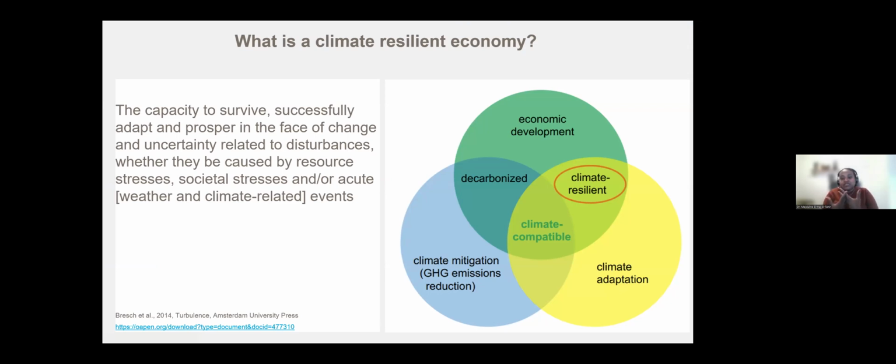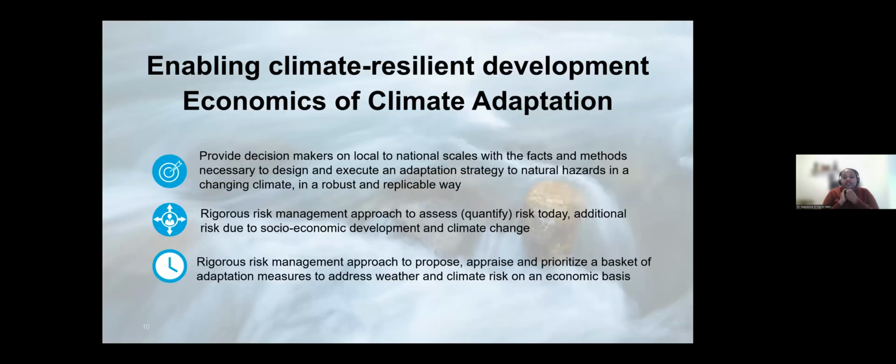What we're trying to sell here as scientists is an economically resilient economy, such that it is considered by the decision makers. We need to provide decision makers on local and national scales with the facts and methods necessary to design and execute an adaptation strategy for natural hazards in a changing climate in a robust and replicable way. Rigorous risk management approaches to assess and quantify risk today, additional to risk due to socioeconomic development and climate change, and a rigorous risk management approach to prioritize the basket of adaptation measures to address weather and climate risks on an economic basis.